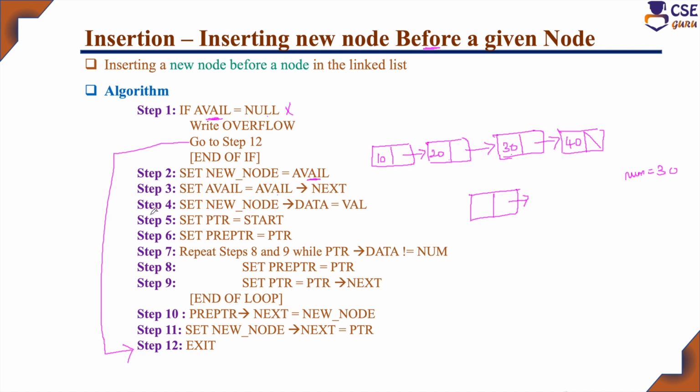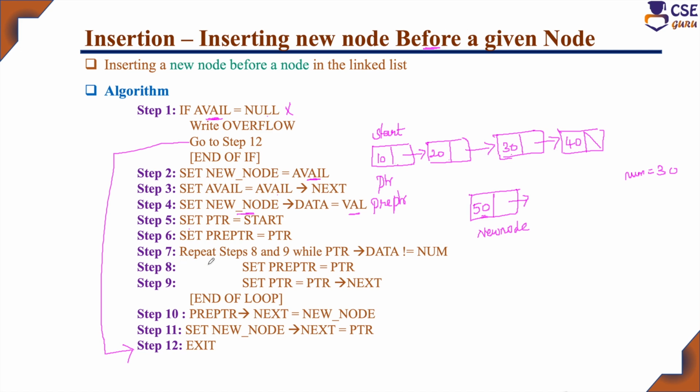Okay. Now, logic will start from step 4 only. Set new node of data is equal to value. I want to insert 50 here. This is new node. New node of data, I want to mark it as 50. Okay. Then set PTR is equal to start. So this is start. Now mark PTR as start. Okay. And pre-PTR also PTR only. So now the first node, if you are considering, it will be considered as the start. Now PTR is also 10, pre-PTR also 10.